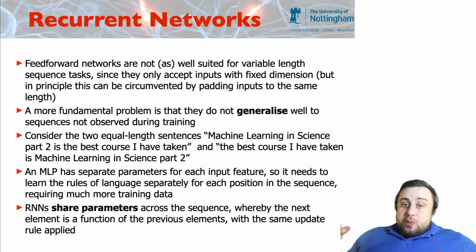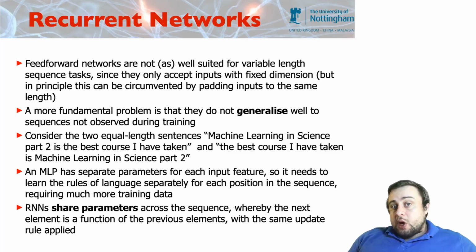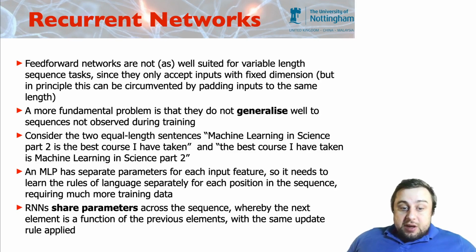However, a more fundamental problem with that is that feed-forward networks don't generalize well to sequences not observed in training. So let's consider two equal length sentences. They consist of 13 words and they would correspond to 13 different inputs. So the first sentence is, "Machine Learning in Science Part 2 is the best course I have taken." And the second sentence is, "The best course I have ever taken is Machine Learning in Science Part 2."